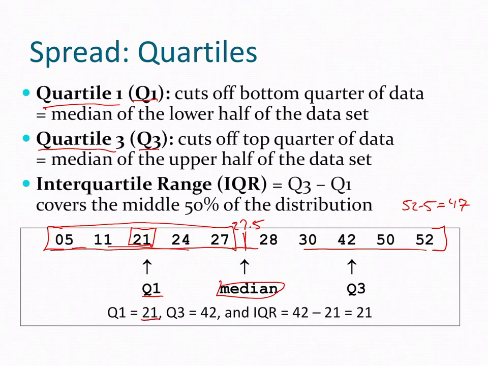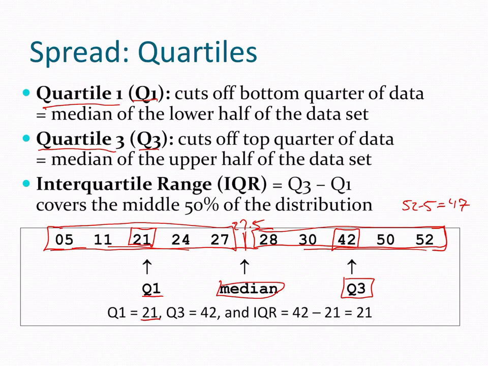Same thing here on the other side. If we imagine this as our own data set, there are 5 numbers, and the median value would be the middle number, so this one, 42. Now this would be Q3. Think about it like the 75%, the upper part of the data set.